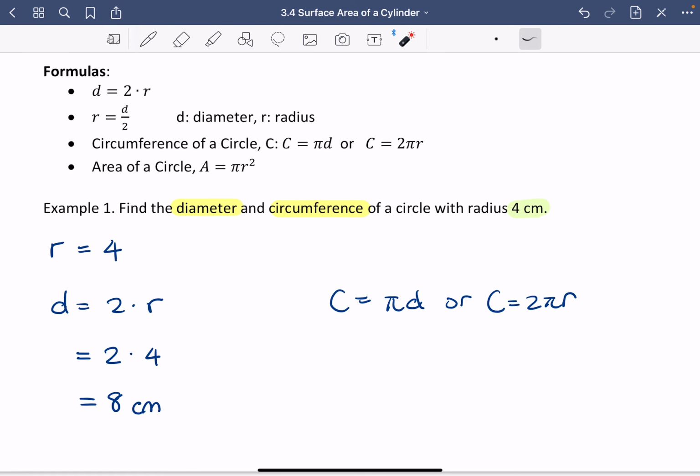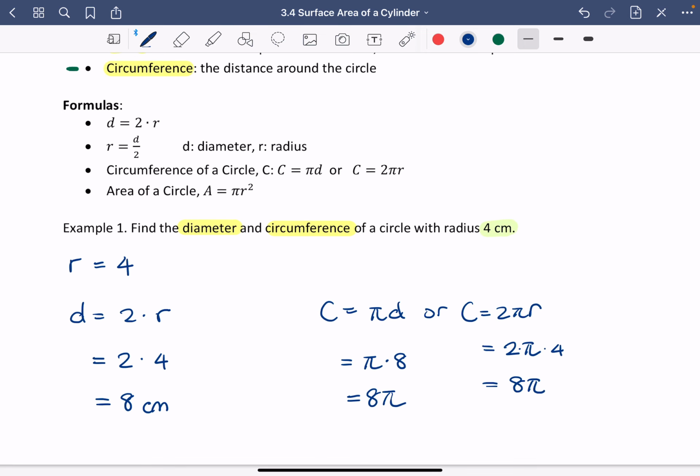Okay, and the second one, we can use either equation, both are fine. Because we know d already from this question, we can use the first one. And we know what r is from the original question, so we can use that one as well. If you use d, then it's pi times d, which is 8, so 8 pi. If you used r, then it's 2 times pi times r, which is 4. Then 2 times pi times 4 will be 8 times pi, which is 8 pi.